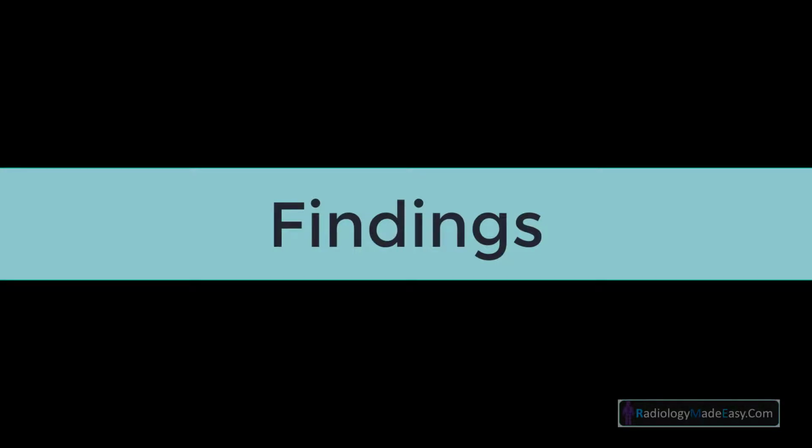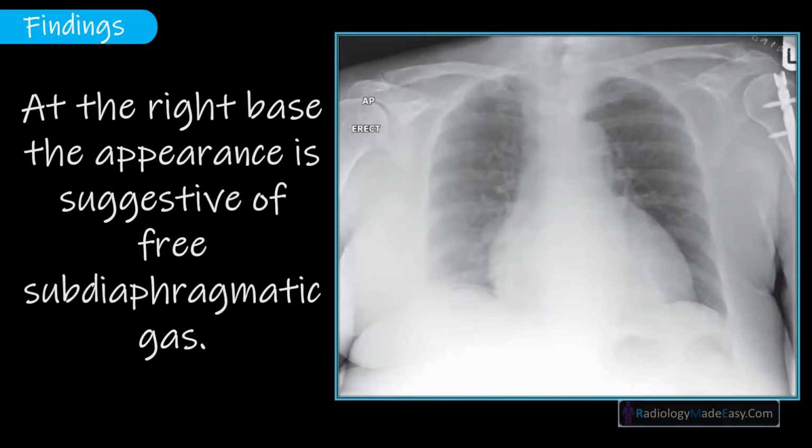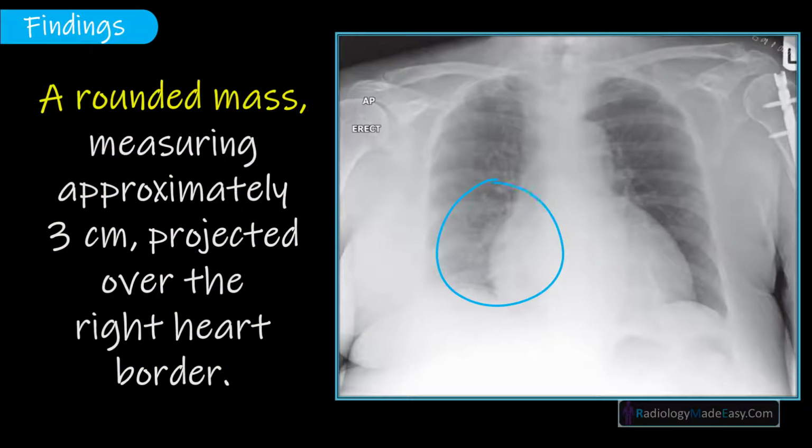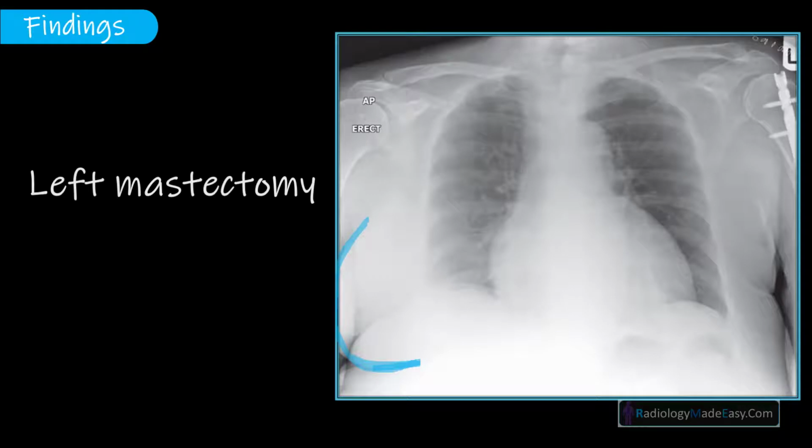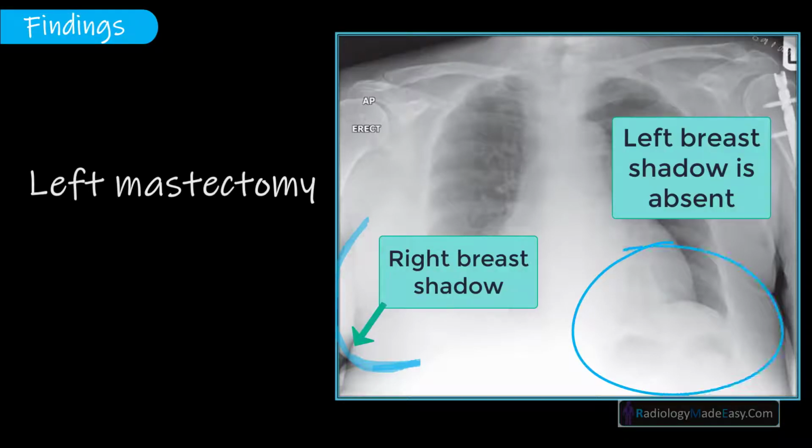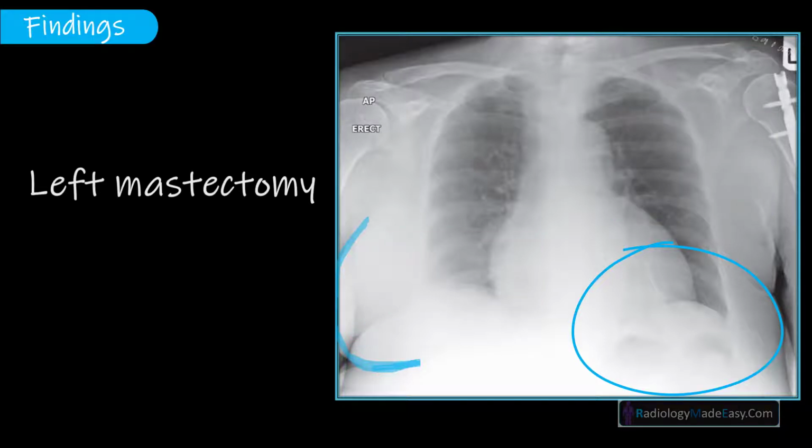Now we will see what are the findings in this case. Well, there are many important radiological findings in this case. I hope you got them all. First, at the right base, the appearance is suggestive of free subdiaphragmatic gas. Also, there is a rounded mass measuring approximately 3 cm projected over the right heart border. And you can clearly see the left breast shadow is absent. Therefore, we can come to a conclusion that there has been a left mastectomy.